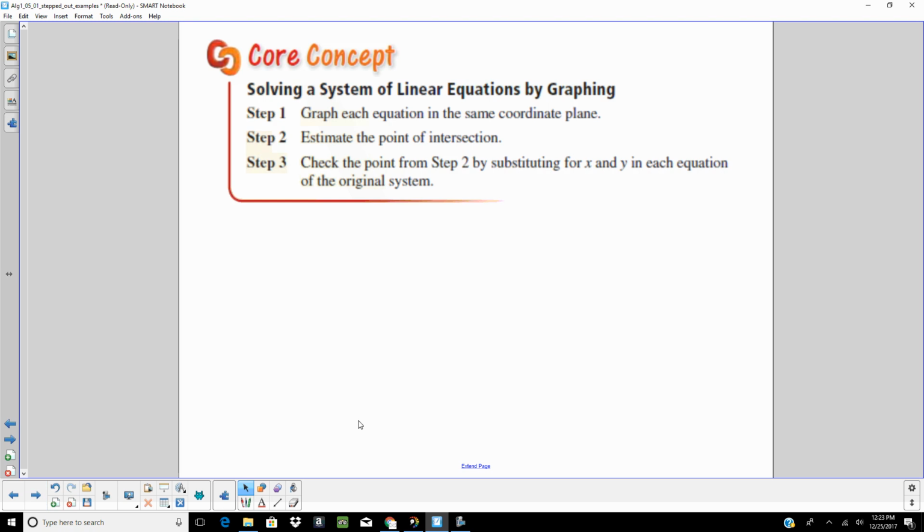All right, let's talk about actually finding these solutions by graphing. It's really a three-step thing. You're going to graph each equation. You're going to estimate the point of intersection, that's where the lines cross. And then we always want to check our answer. Graphing is probably one of the least effective ways of doing it just because it's not always accurate. So it's always a good idea to check your answers afterwards.